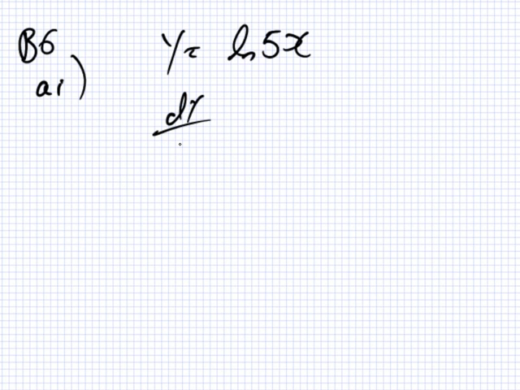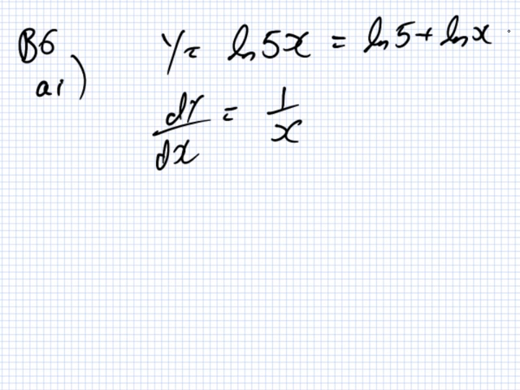B6. All right, the first one, differentiate log 5x. What's that? One over x, because log 5x is log 5 plus log x. I showed you that in semester 1. The derivative of log 5 is 0, so if you want to be particular, it would be plus 0.